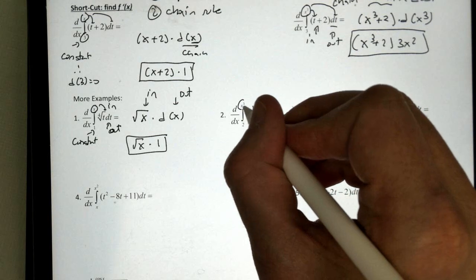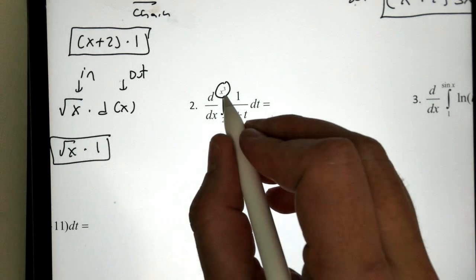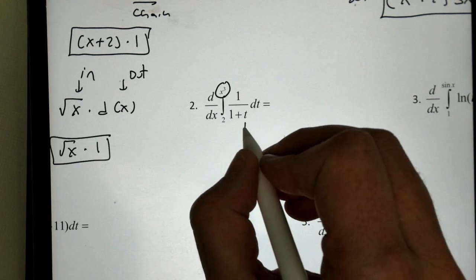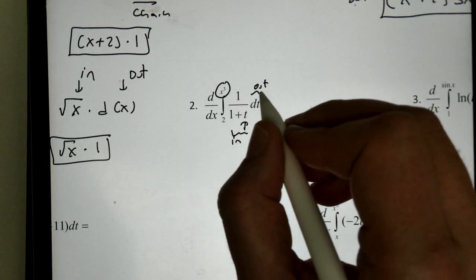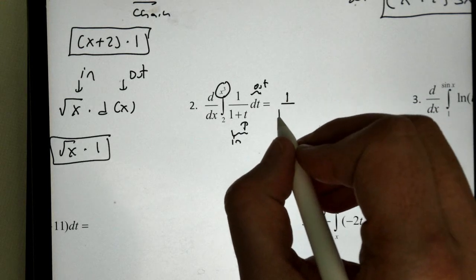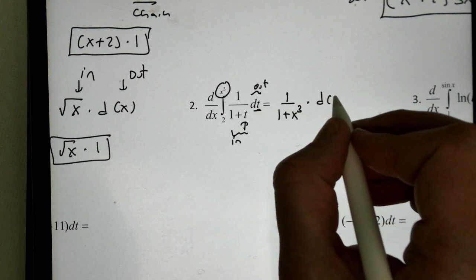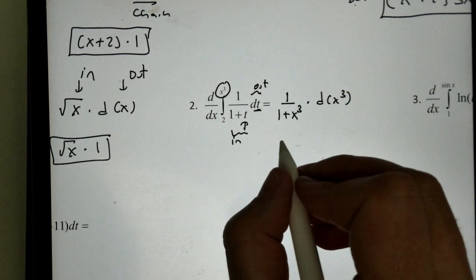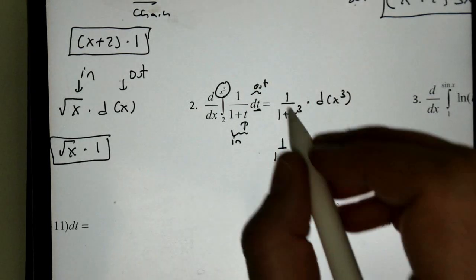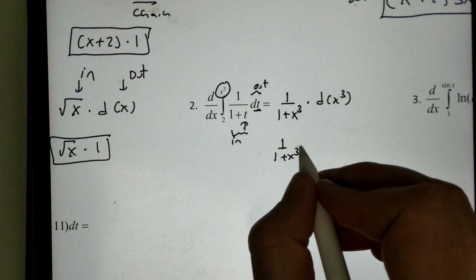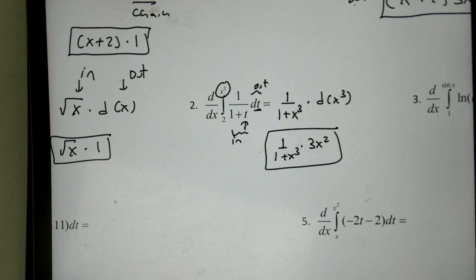There's my answer. Try number 2. Again, there's my x cubed right there. We're going to sub it into the inside. My inside is this function here. And there's my outside. So it's our chain rule. So we get 1 over 1 plus x cubed times the derivative of x cubed. And that just becomes 1 over 1 plus x cubed, but that's getting hard to read, times 3x squared. And there's our answer. Very quick and easy.